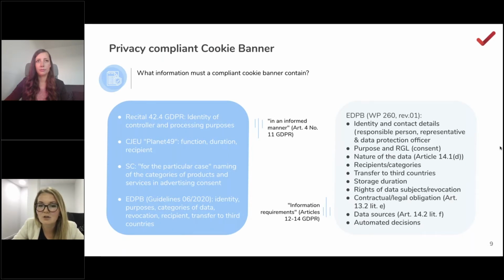What information do I, as a website owner, need to include in a cookie banner to make it legal? Absolutely. On this slide, we have once again made clear the difference between informed consent in an informed manner on the left, and the information requirements from Articles 12 to 14 of the GDPR. These are two different things, and we need to distinguish them because a lot of people get confused by them.